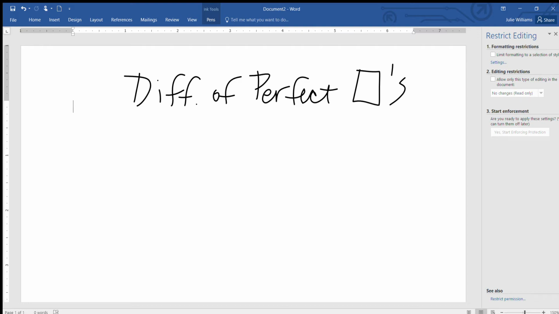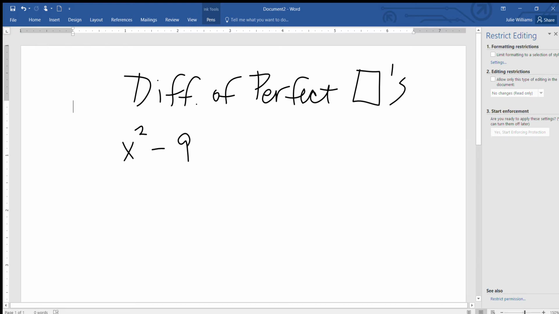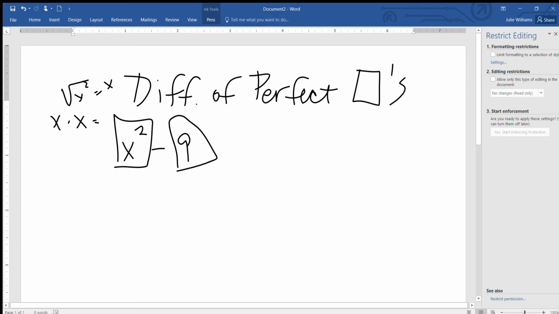So, for instance, x squared minus 9. x squared is a perfect square because x times x equals x squared, or the square root of x squared equals x. 9 is a perfect square. We know that 3 times 3 is 9. And then the difference part indicates subtraction. This does not work for addition. This is only for the difference of perfect squares.